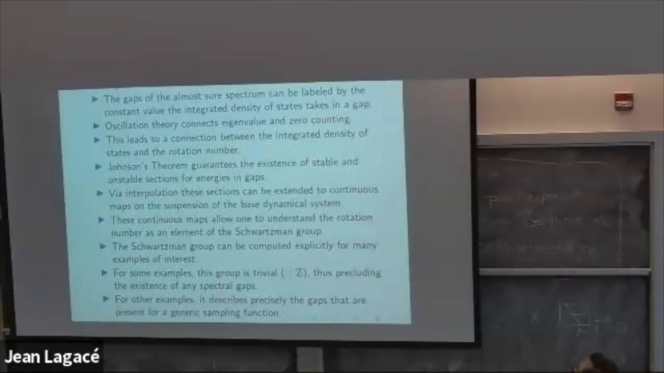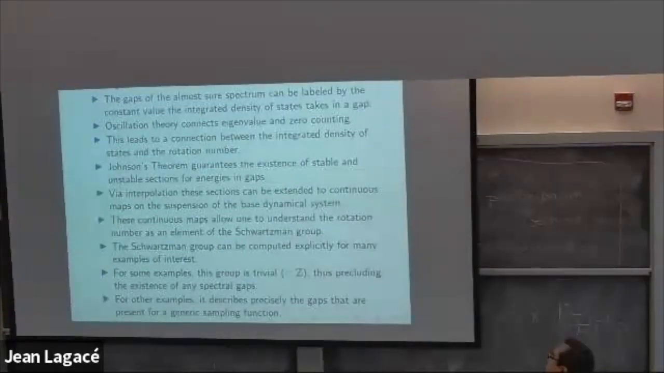And so therefore, because Johnson gave you these continuous sections, by interpolating them, we get objects to which we can apply the Schwartzman homomorphism, and the answer is indeed the rotation of the solution, and therefore describes the value of the IDS. So this is how the gap labeling theorem arises, by this connection, Johnson's theorem and oscillation theory.